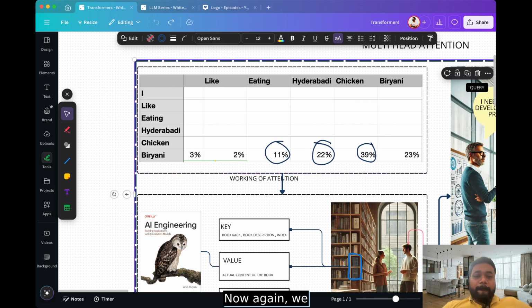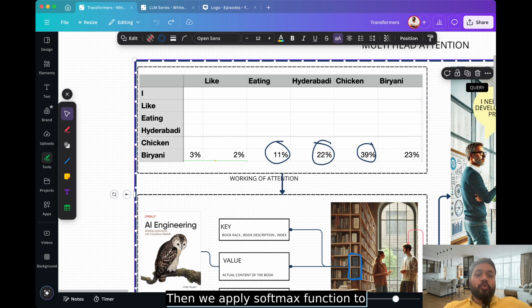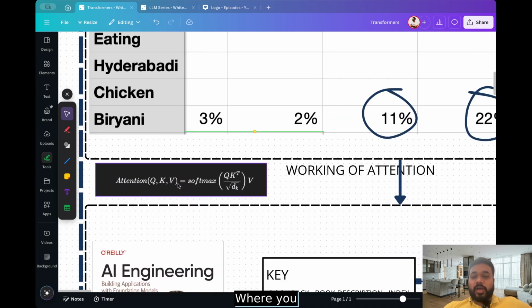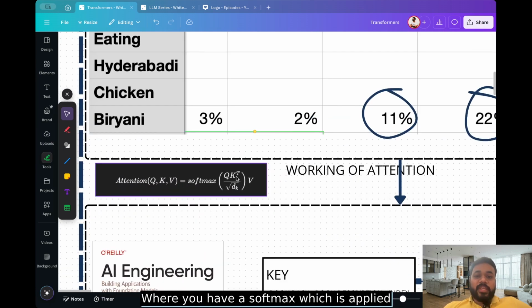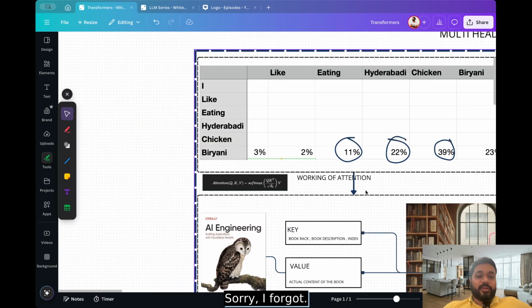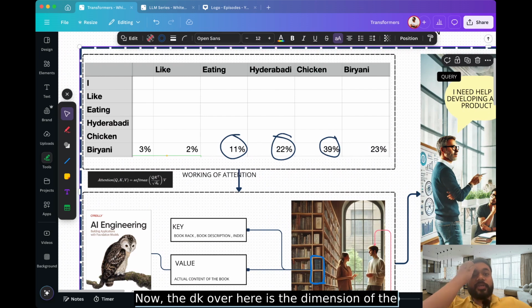Then we apply the softmax function to normalize these scores into probabilities. And finally, we multiply these attention weights with values to get the contextual representation. The formula for attention is given by something like this, where you have a softmax which is applied to the query and key vectors, and is multiplied by its value. Now, the dk over here is the dimension of the key vector.